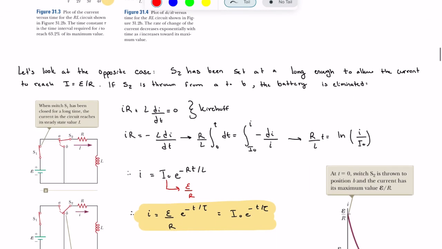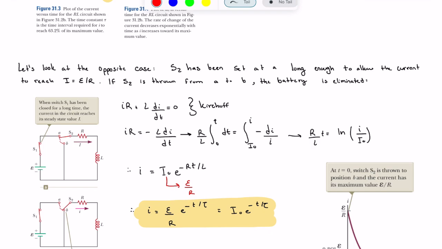So we can now look at the opposite case, where here S2 has been set at A for a long enough time to allow the current to max out and reach I equal to E over R. If S2, so this switch, is then thrown from A to B, well, the battery's gone now and we just have this circuit here. So the circuit is just R and it's just L.